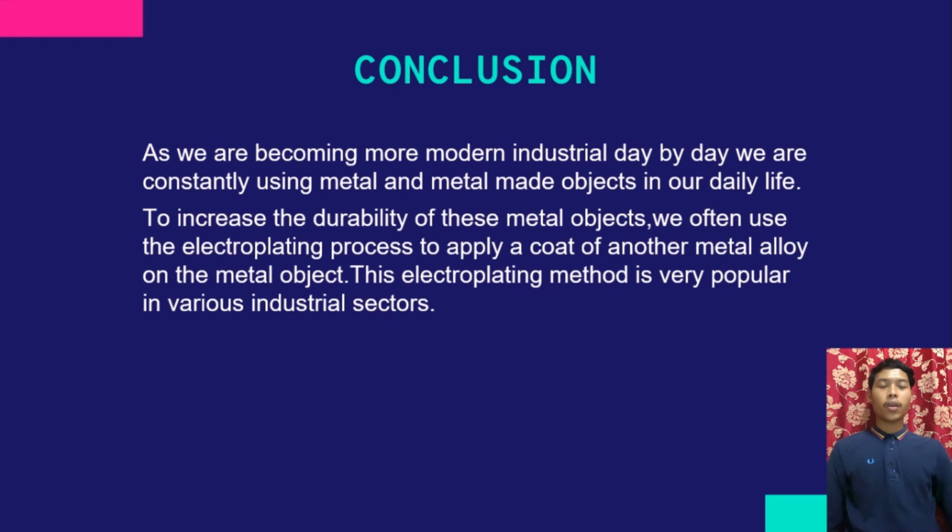And the conclusion is, as we are becoming more modern and industrial day by day, we are constantly using metal and metal-made objects in our daily life. To increase the durability of these metal objects, we often use the electroplating process to apply a coat of another metal alloy on the metal object. This electroplating method is very popular in various industrial sectors. That's all from our group.